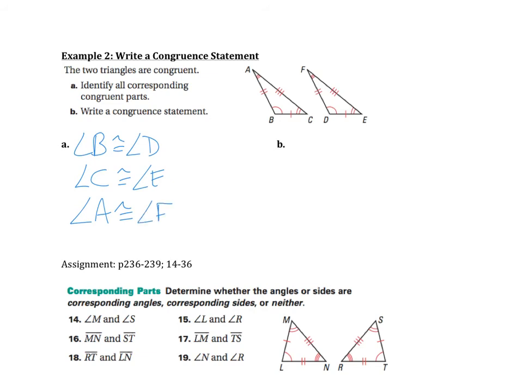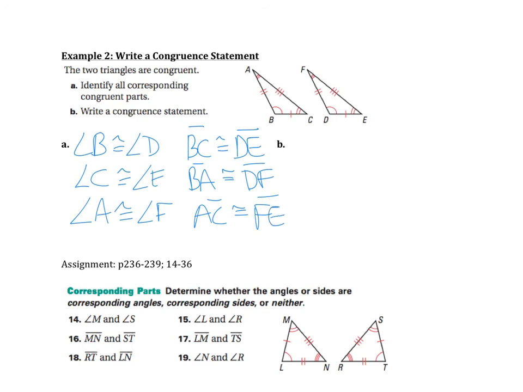Likewise, the single marking for the side, BC, is congruent to the single marking, DE. The double marking, we'll just say BA, congruent to DF. And then the triple markings, AC, congruent to FE.